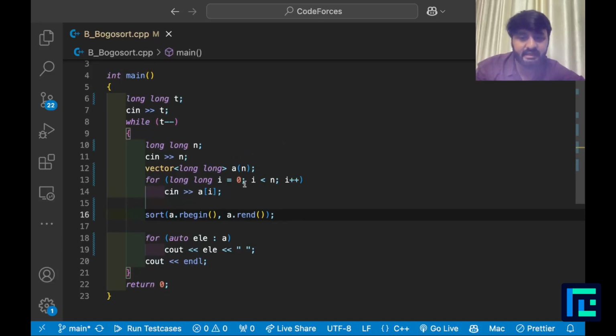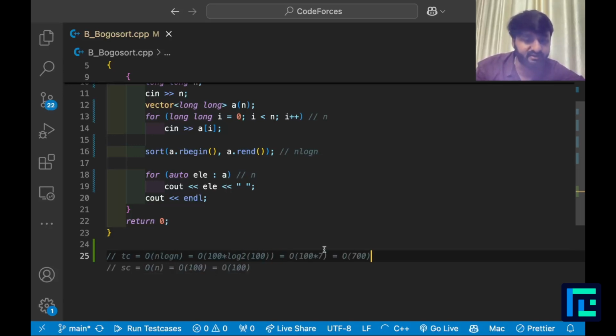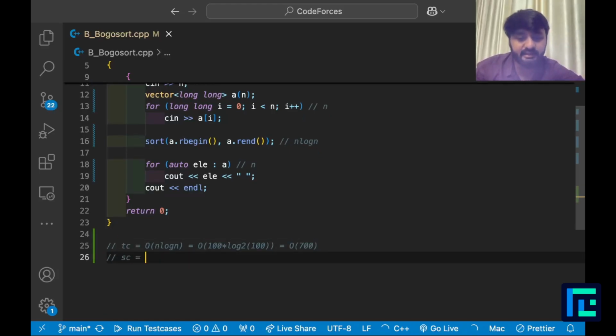What's the time complexity? O of n to take the input, n log n to sort, and probably n log n to print, which means I have achieved a higher-order term complexity of n log n. Now n being 100, this is actually very fast. 100 times log base 2 of 100 turns out roughly as O of 700. So around 700 operations, which is like 10 power 2 operations only. And what about space complexity? O of n directly, which is O of 100.